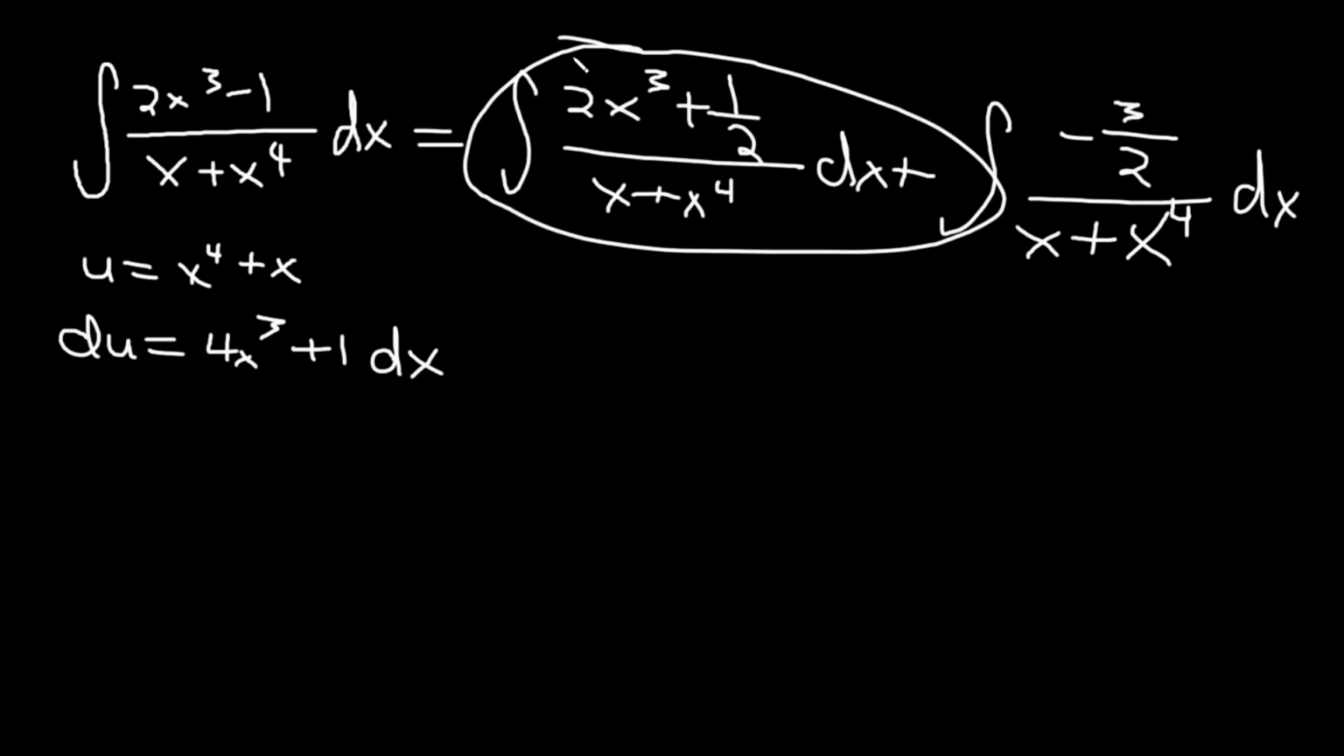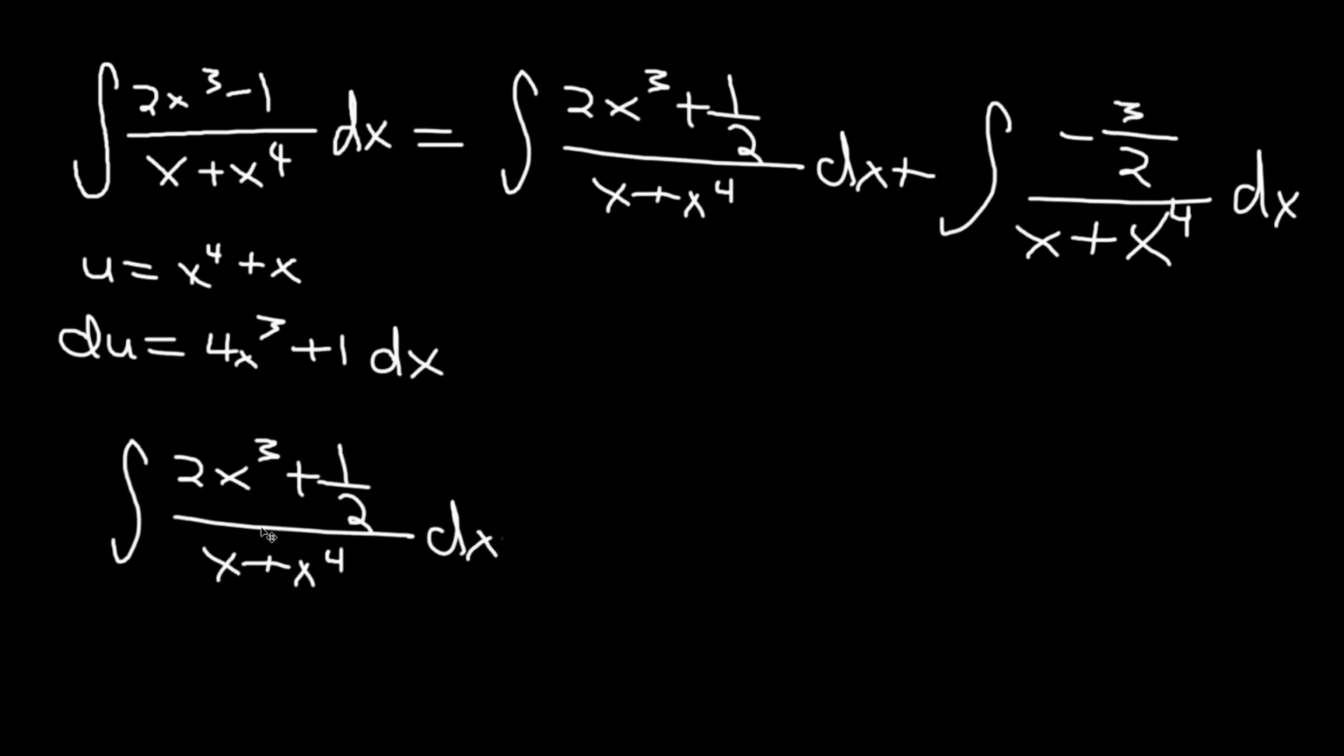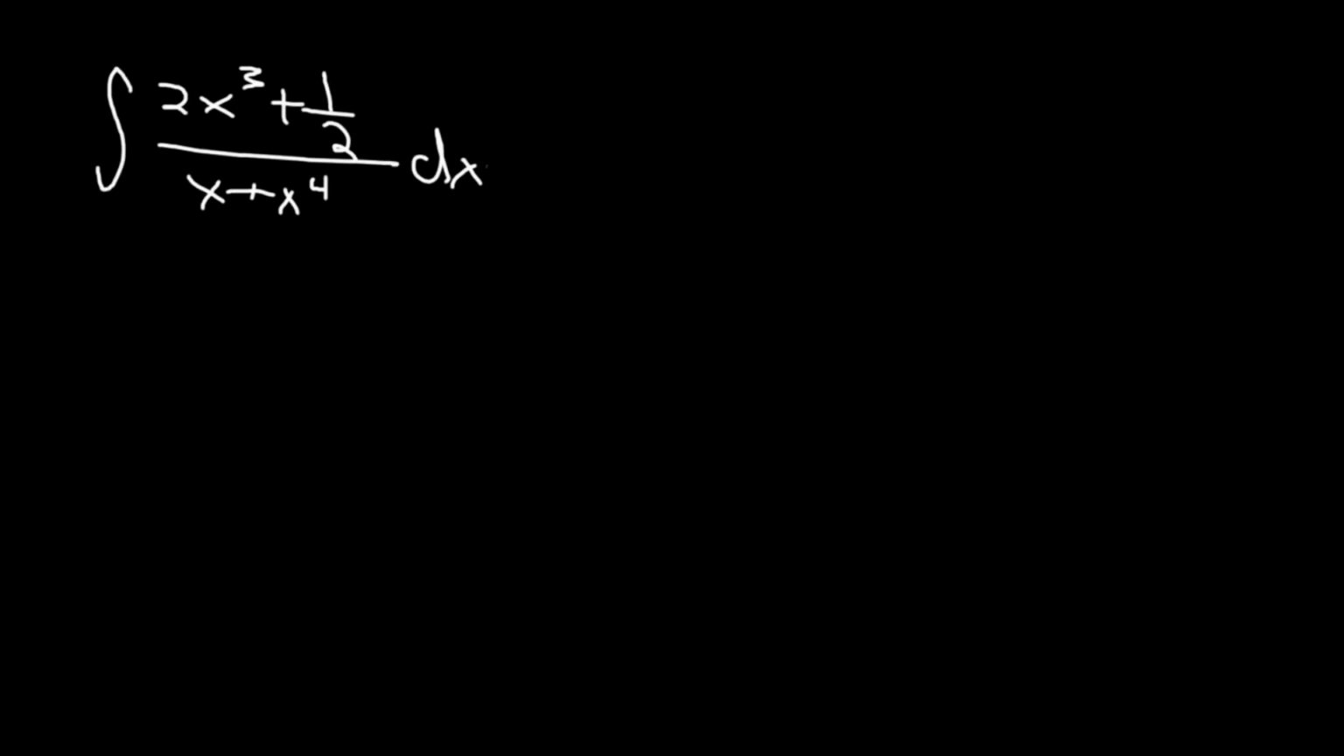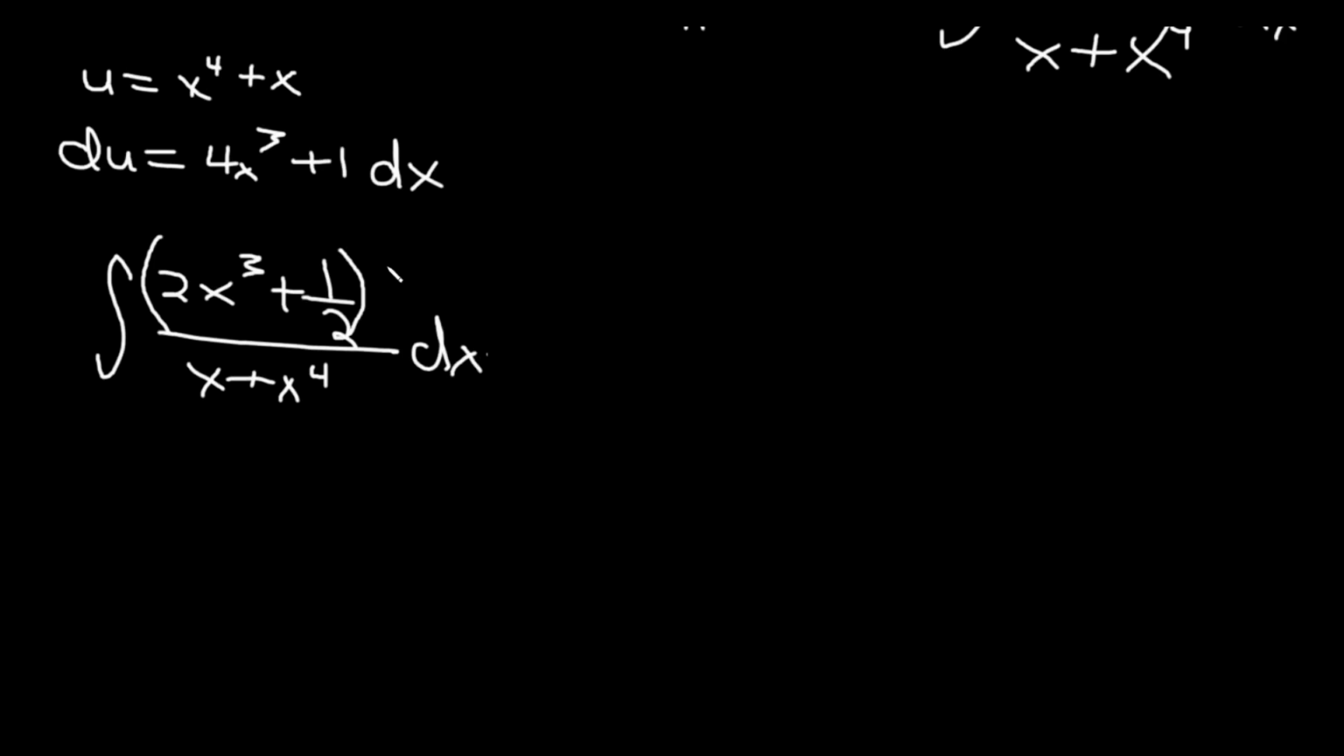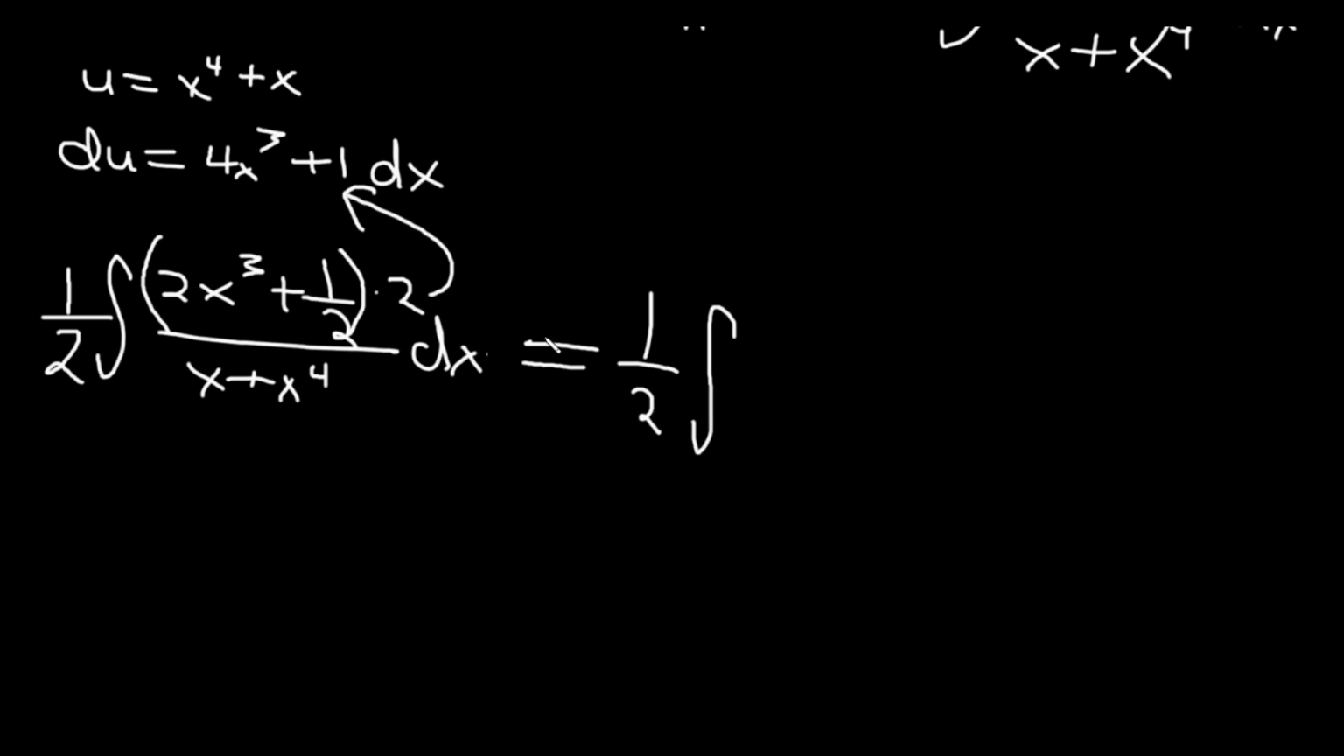Now let's focus on this integral. So I'm going to paste this down here. Okay, so I'm going to multiply this by 1, but not just any 1. I'm going to multiply by 2 and then divide by 2. So first off, I'm going to have a 1/2 outside of this integral. And then I'm going to multiply the inside by 2. And in fact, I'm doing this because you'll notice that if we multiply this numerator by 2, then we just get our du. So this is a good sign that things will cancel out.